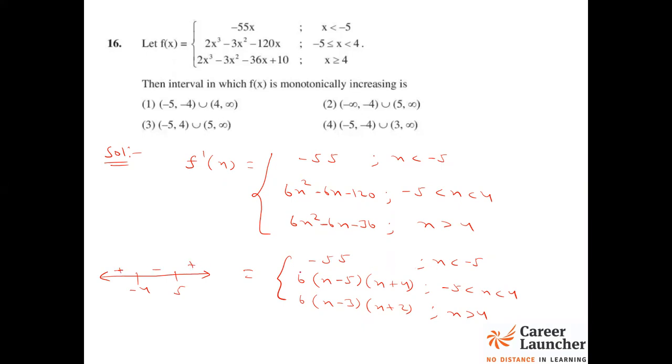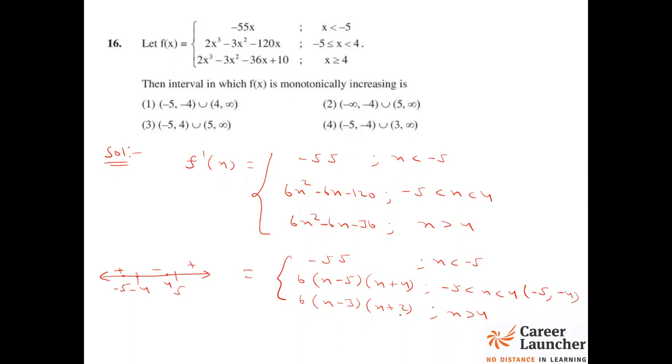But we have to consider only the interval from -5 till -4. So from -5 to -4, it is positive. Sorry, -5 to +4 is what you have to consider. So the solution for this part will be -5, comma 4, right? Because the interval is only from -5. Okay, -5 till -4, it is positive.